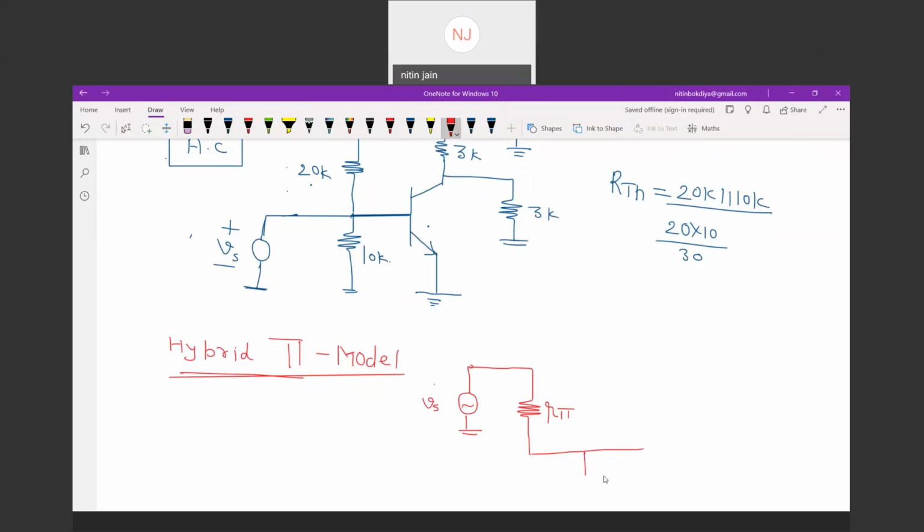emitter is connected to ground, this is Gm into VBE, and this is RC. What is RC? There is a 3 kilo ohm resistance, so one is a 3 kilo ohm resistance from collector to ground, and one more resistance is connected from collector to ground as well.